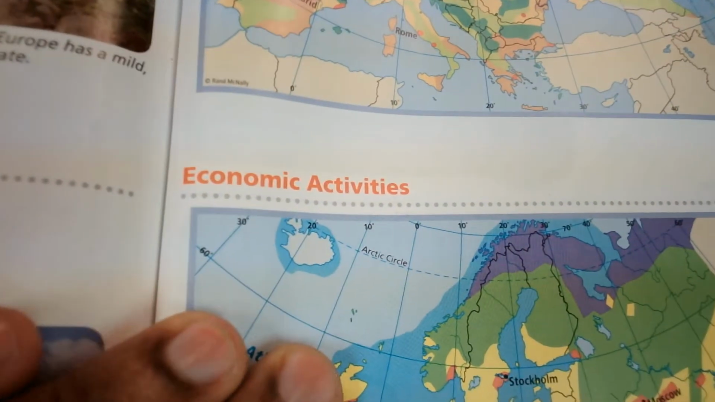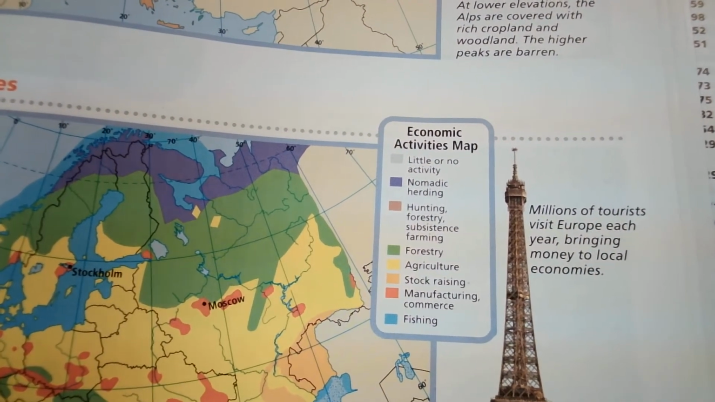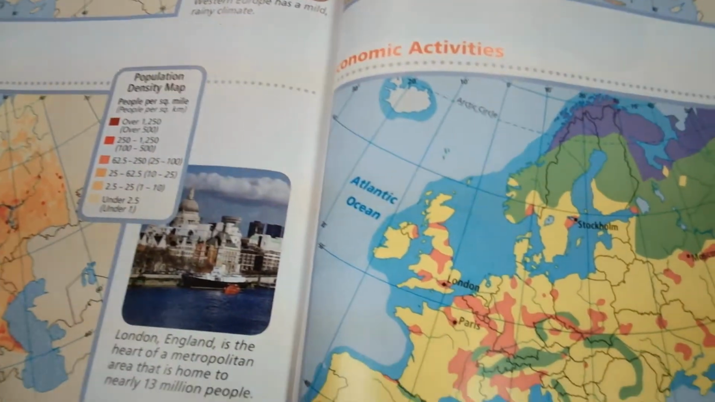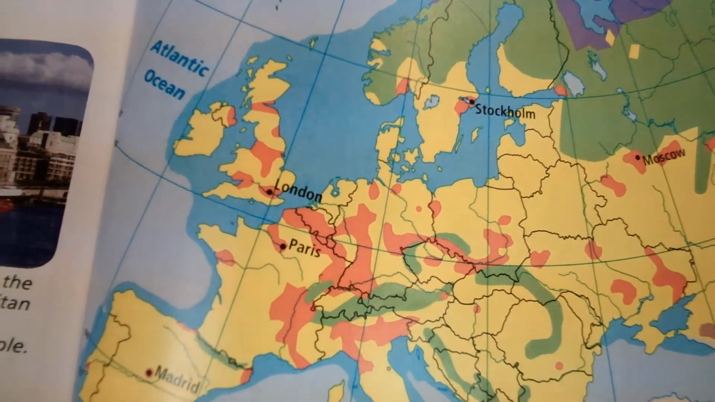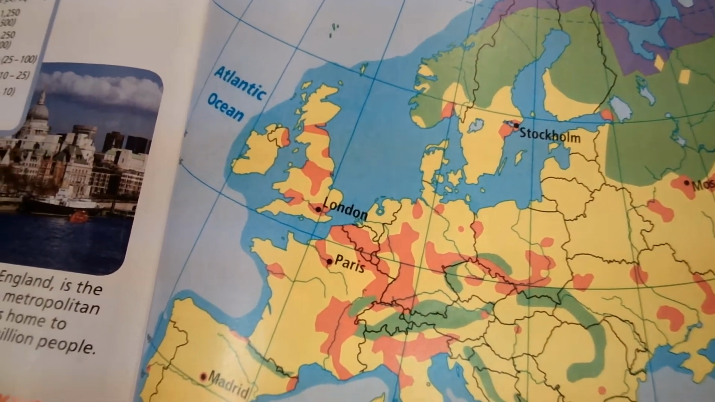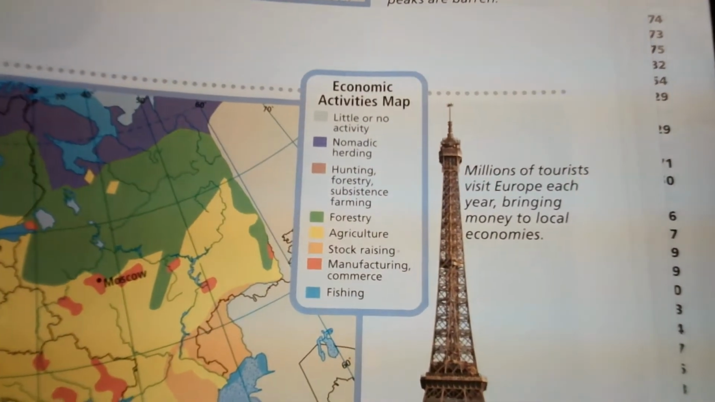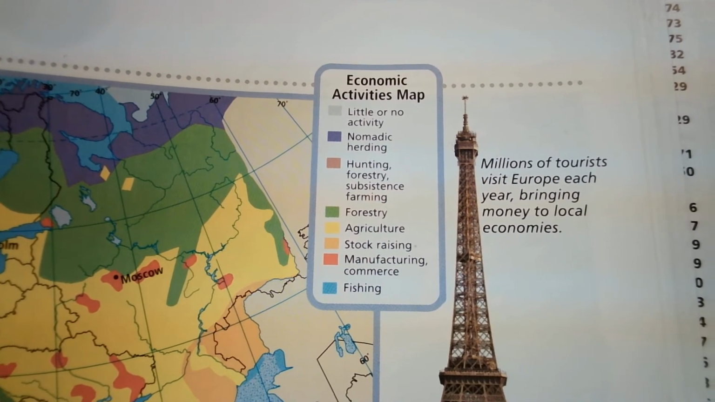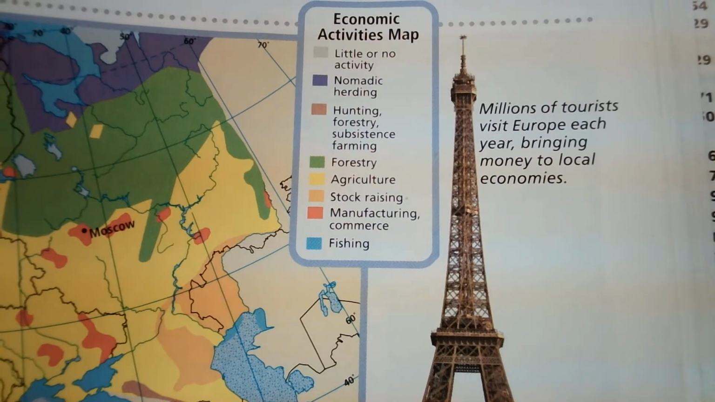So economic activities. So let's take a look here. Awesome. There is our map key. So let's take a look at Germany. So, oh man, there's a ton of yellow with splotches of red. So what does that mean? Look at our map key. Yellow means agriculture. If you remember, I told you agriculture is growing crops and raising livestock. And the red is manufacturing, commerce.